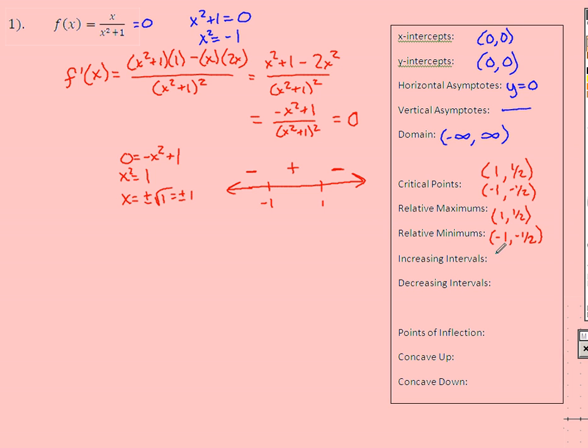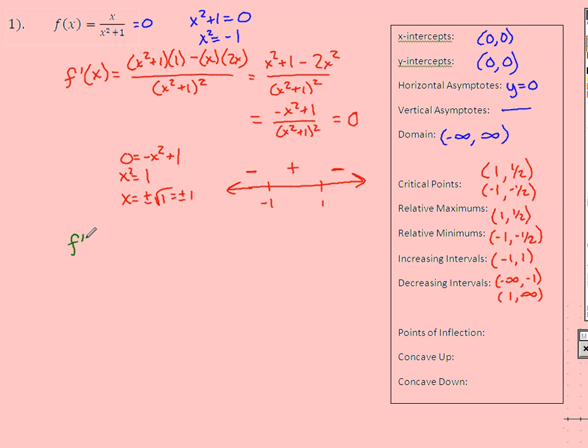Increasing intervals, where on that number line do I have a positive? Well, that's from negative 1 to 1. Decreasing intervals, where do I have the derivative negative? Negative infinity to negative 1, and also from 1 to infinity. So now we're done with the derivative, so now we need to move on to the second derivative.